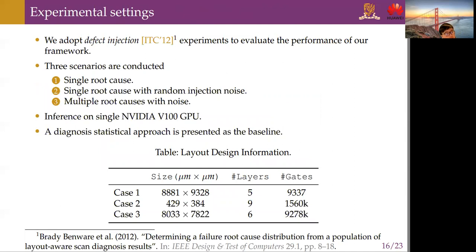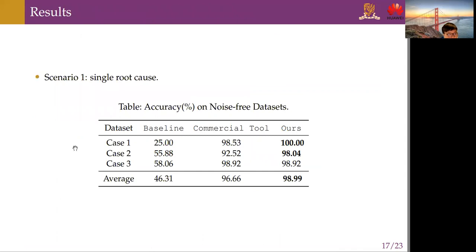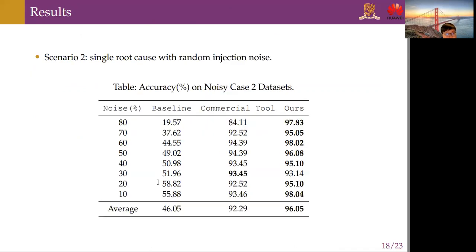We conduct the experiment on several industrial layout designs in different scenarios to evaluate the performance of our framework. And the defect injection experiments are adopted to generate the diagnosis data. From the tables, we can see that the proposed framework can get better performance than the baseline and a commercial tool. Even with a high noise ratio and multiple root causes, our framework still gets robust performance.